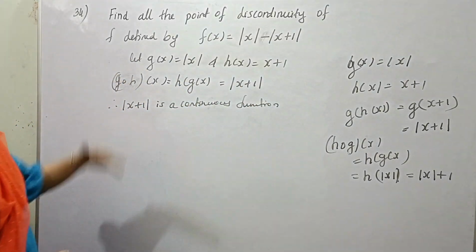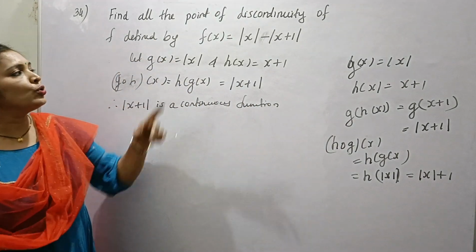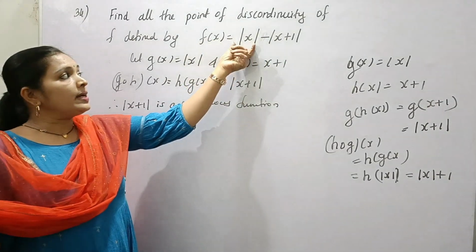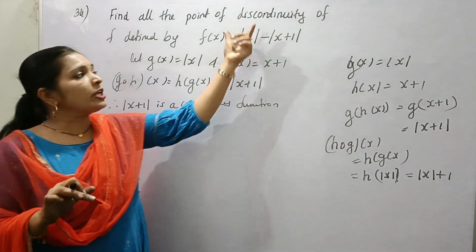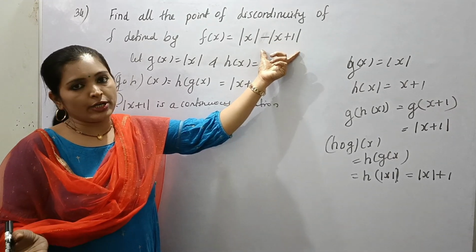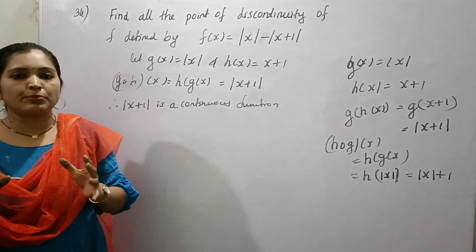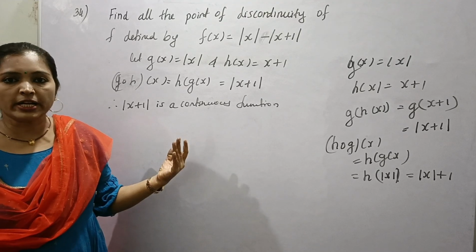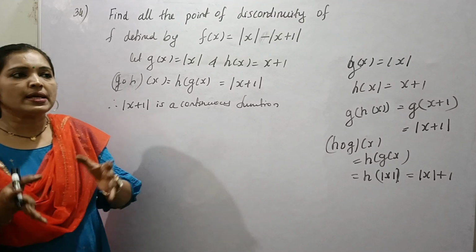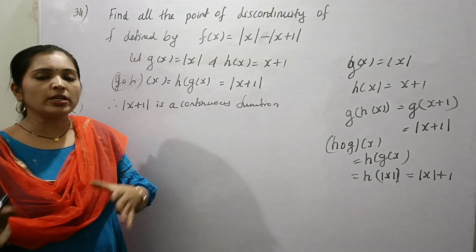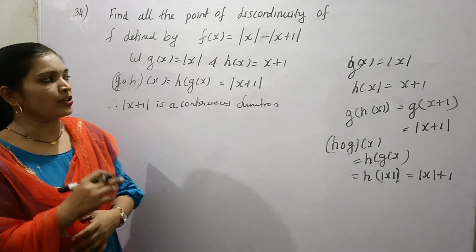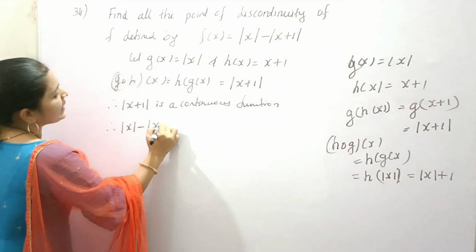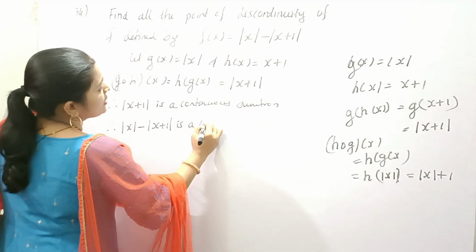Here, what is our function? f(x) = |x| - |x + 1|, right? Here |x| is a continuous function and |x + 1| is a continuous function. Therefore, their difference is also a continuous function. We studied in the algebra of continuous functions that if f and g are continuous functions, then f minus g is also a continuous function. Therefore, |x| - |x + 1| is a continuous function.